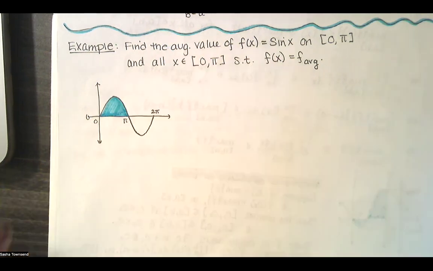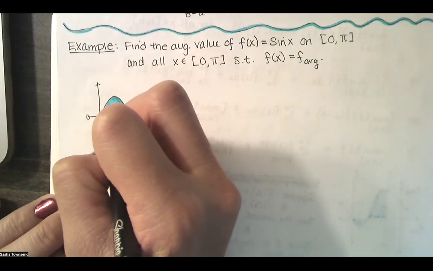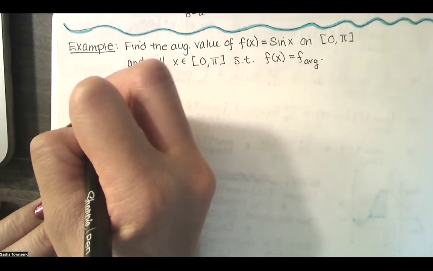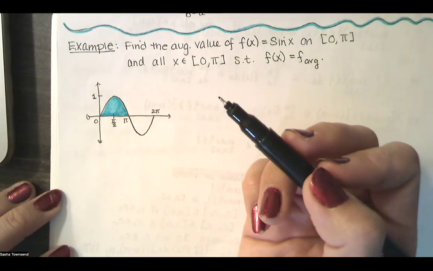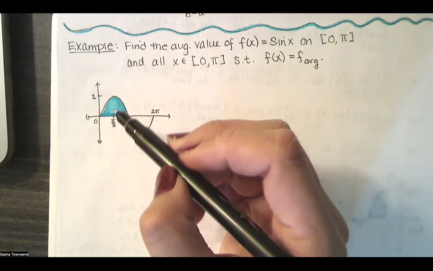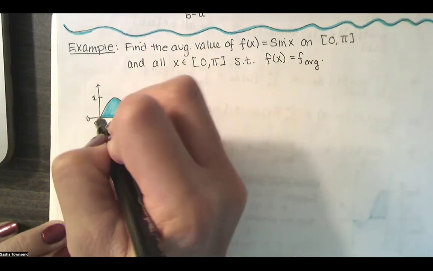Well, I think we can see that the maximum value of the sine of x occurs at x equals pi over 2. The maximum value is 1. And the minimum value of y equals sine of x on the interval from 0 to pi is obviously 0. That's the smallest y value there.